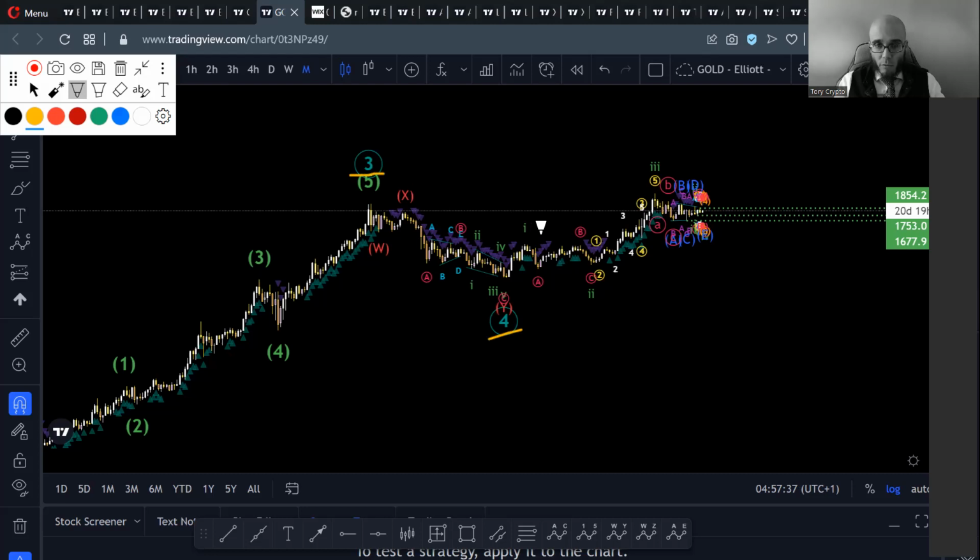So wave 1, 2, 3. And since that's 3, right now we are accomplishing wave 4. You can see it because it's a mess, but it will be clear once I zoom in. So right now we are accomplishing wave 4, and then we will get wave 5 up. And that will be wave 5 up.